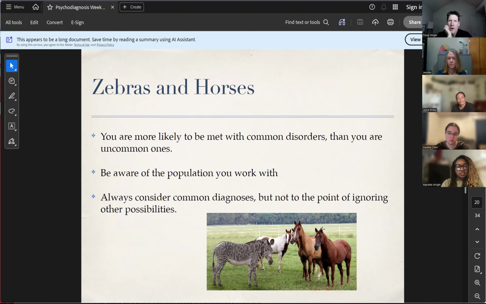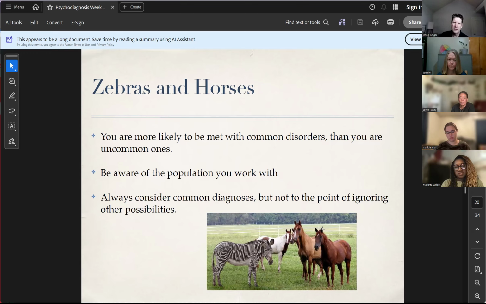And here's the other part I want to throw in here. Be aware of the population that you're working with. If it's an ordinary population and they come in showing signs of, say, some form of depression or whatever, or if it's anxiety or something like that, you want to rule out the most common disorders first, right? Until you've ruled those out, and then maybe you start going towards the more uncommon ones, okay? So that's all that's saying.